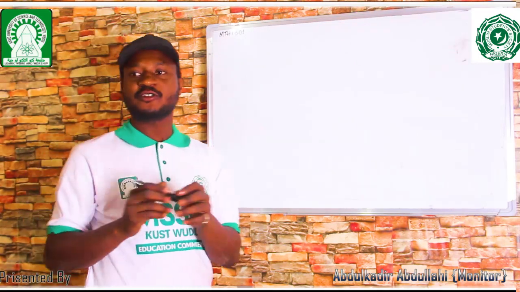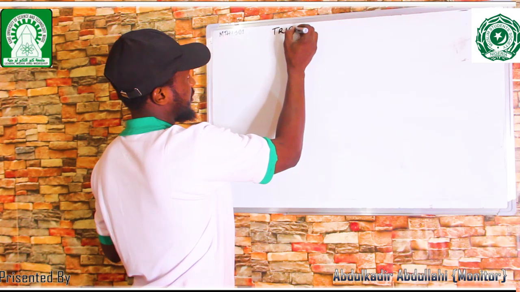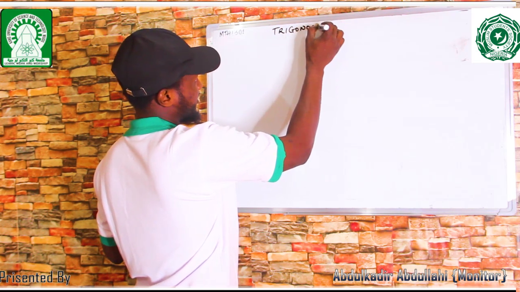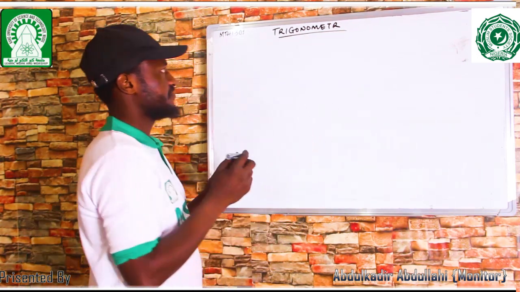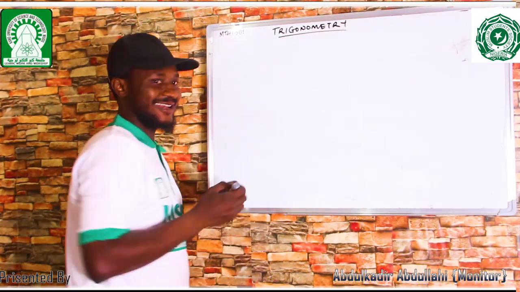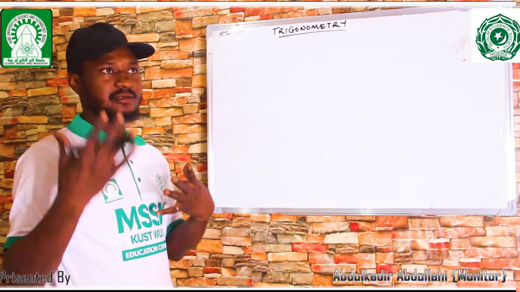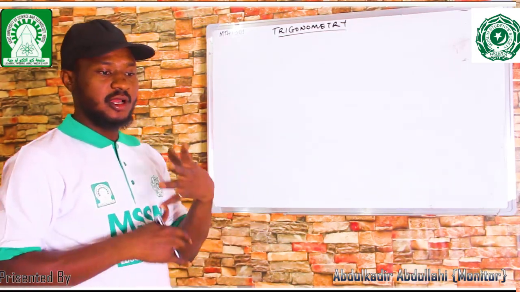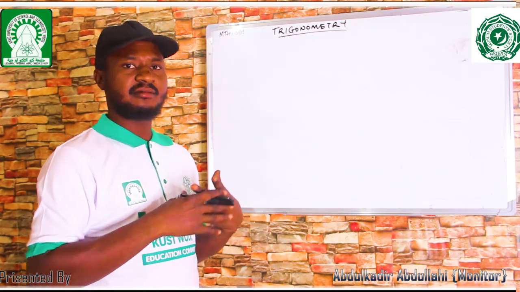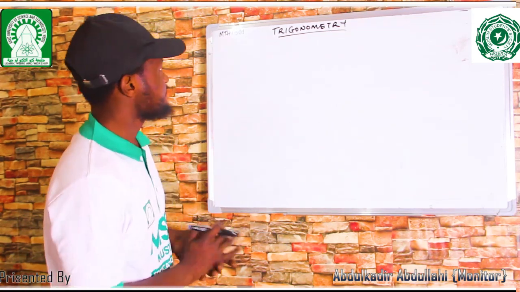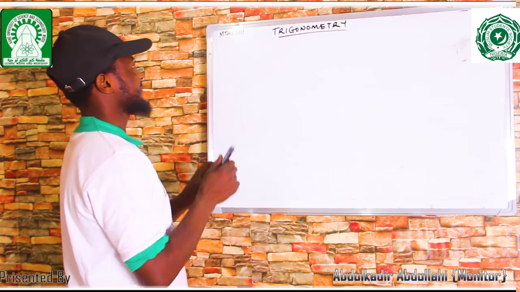Now we are going to see trigonometry. We're going to explain some terms and facts of trigonometry concerning trigonometric ratios, trig identities, double angles, and compound angles. The quadrant is also very important.